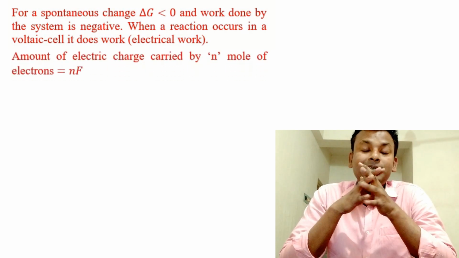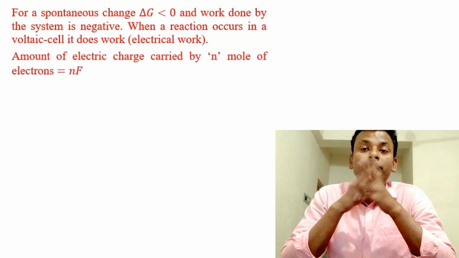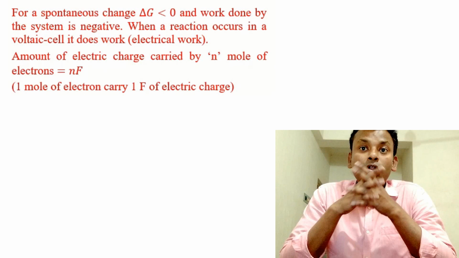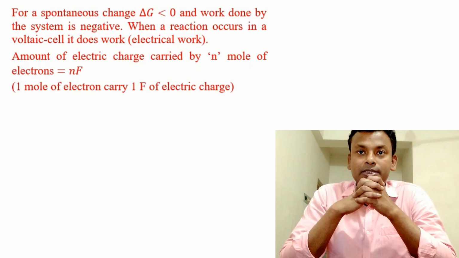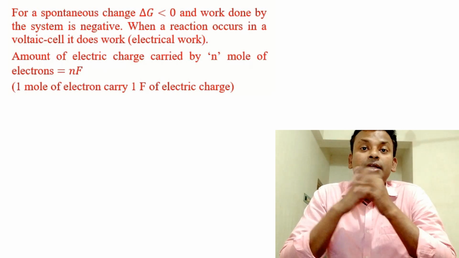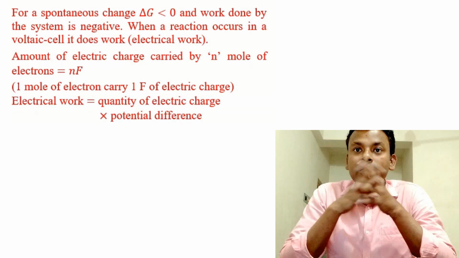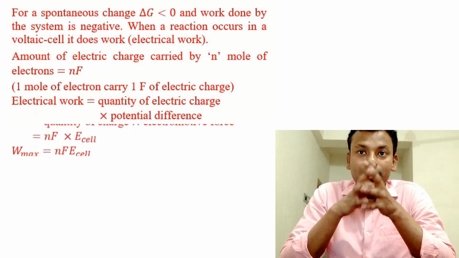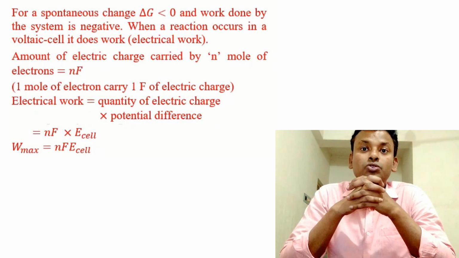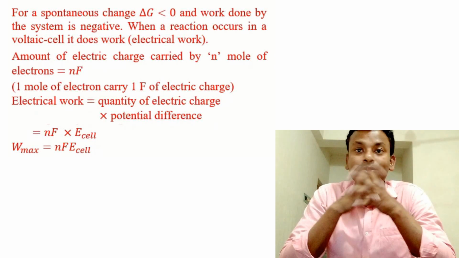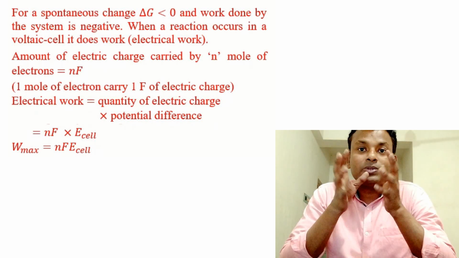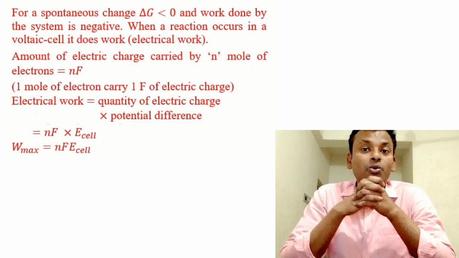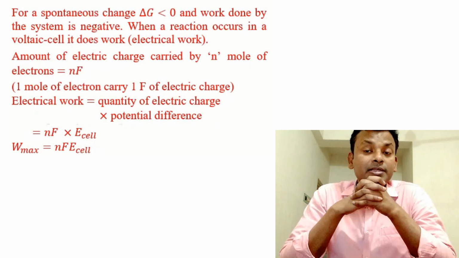Amount of electric charge carried by n mole of electrons equals n into F. Here 1 mole of electrons carries 1 Faraday of electric charge, where F equals 1 Faraday. That is, electrical work equals quantity of electric charge into potential difference. So maximum work derived from a reversible cell equals quantity of charge into electromotive force. Here quantity of charge equals nF and electromotive force equals E cell. That is, W max equals nF E cell.